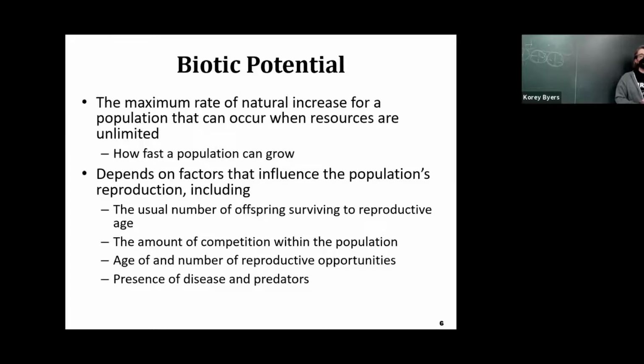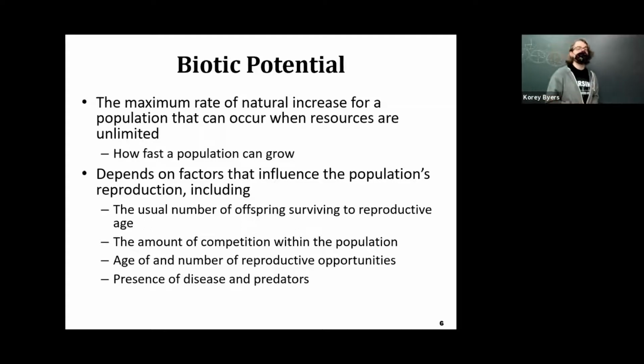And so the biotic potential depends on factors that influence the population's reproduction rate. It could be the number of offspring that survive to reproductive age. It could be the amount of competition in the population. It could be the number of reproductive opportunities. So even if you have all these healthy individuals, if they can never find a mate to reproduce with, they're not going to pass on offspring. So they're not going to reach their biotic potential.